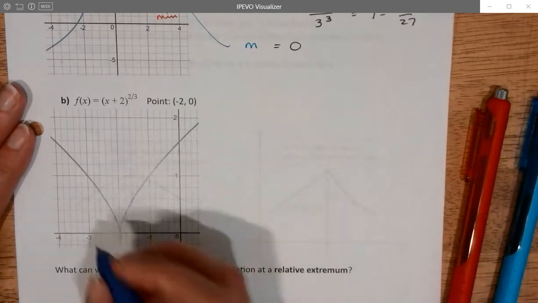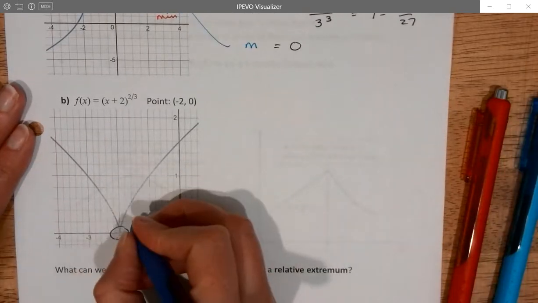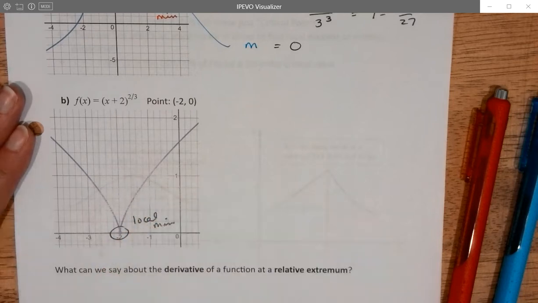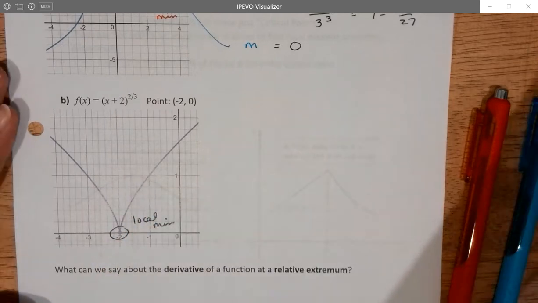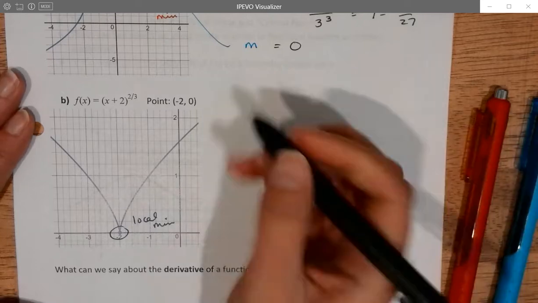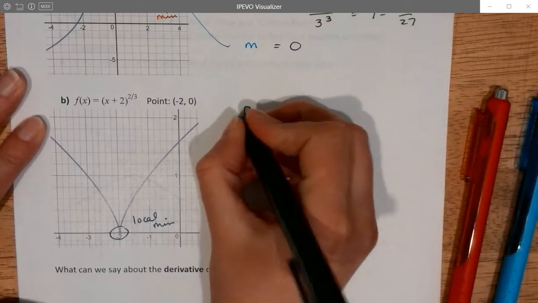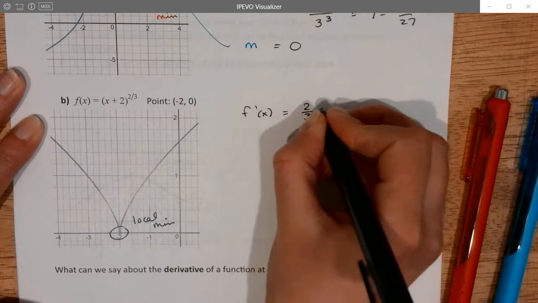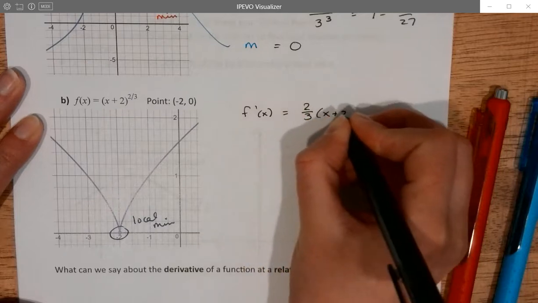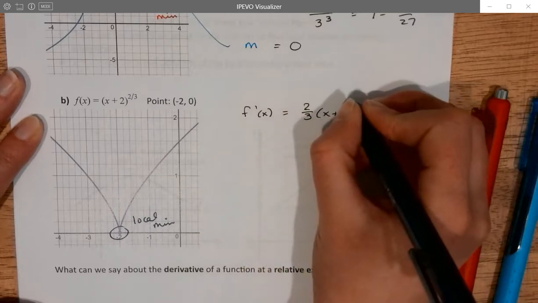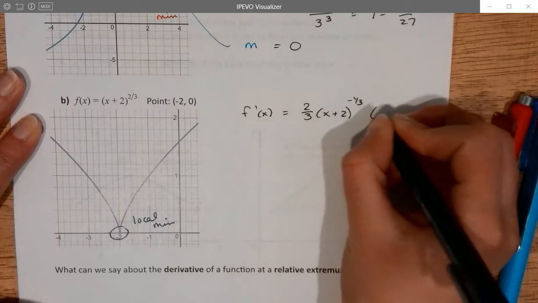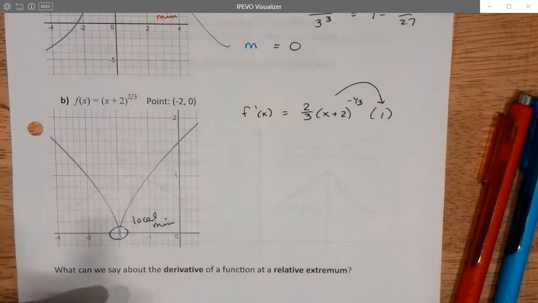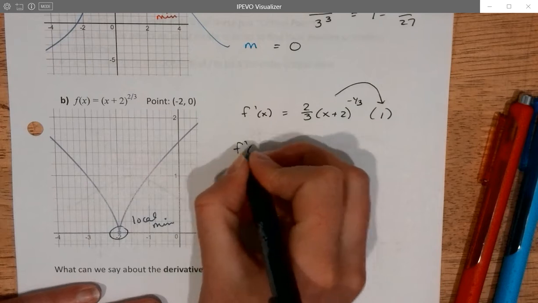This next point right here seems to be another local minima. So let's find its derivative and evaluate it. So the derivative of this function, if I use the chain rule, pull the power down, 2/3 times the inside, x plus 2, to the 2/3 minus 1, which is negative 1/3, times the derivative of the inside, chain ruling that, and the derivative of the inside is 1. Now I want to evaluate that at negative 2.